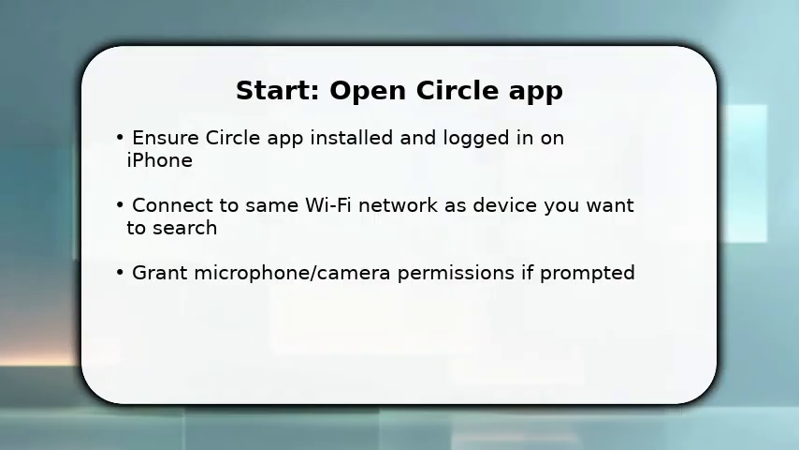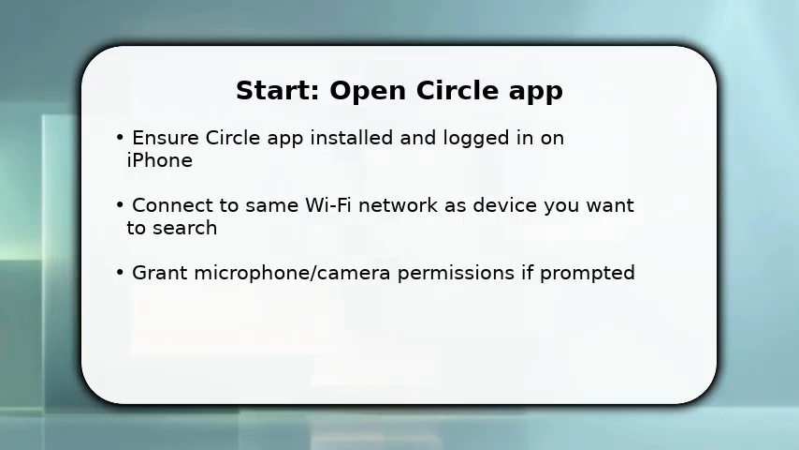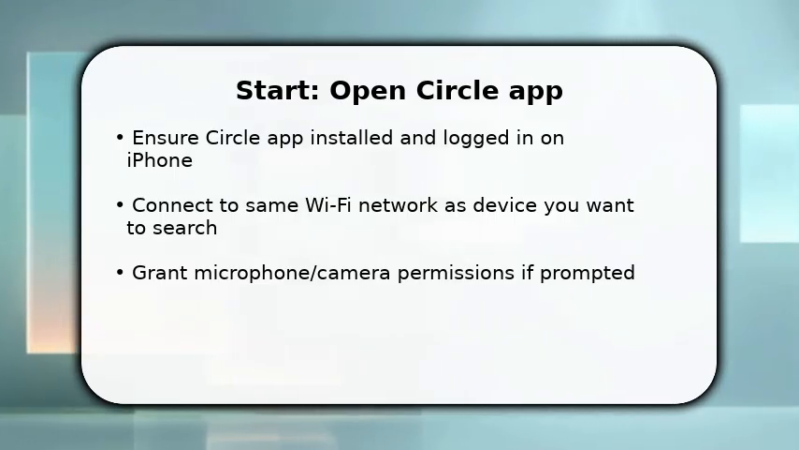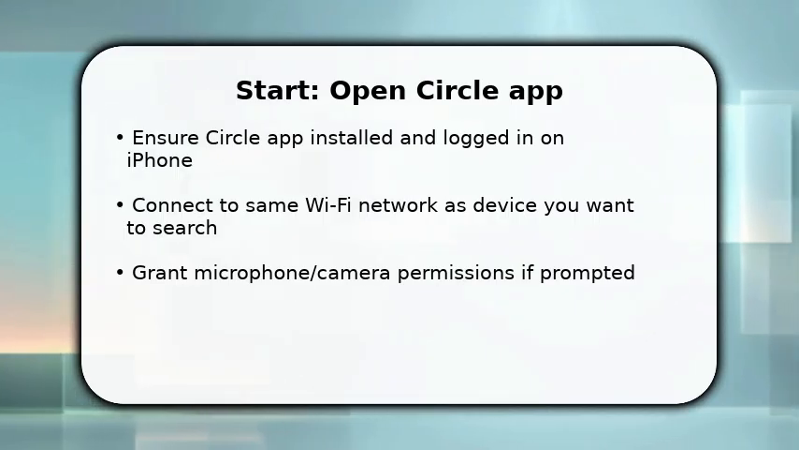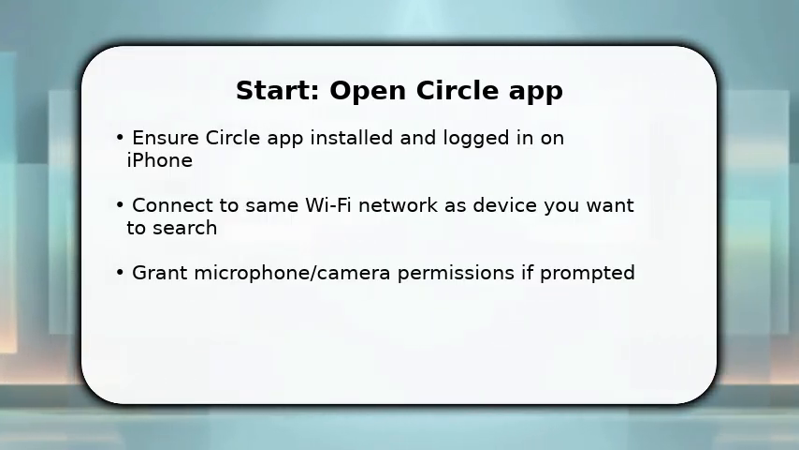You begin by opening the Circle app and confirming you're signed in. This grants access to device controls. Once done, make sure your iPhone is on the same Wi-Fi network as the target device so Circle can discover it. If Circle asks for microphone or camera permission, allow it now to enable advanced search and device interactions. These prerequisites let you proceed immediately into the search interface without interruptions, so you don't waste time toggling settings.